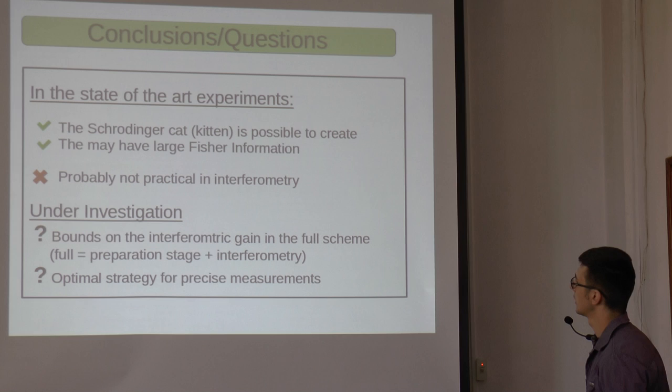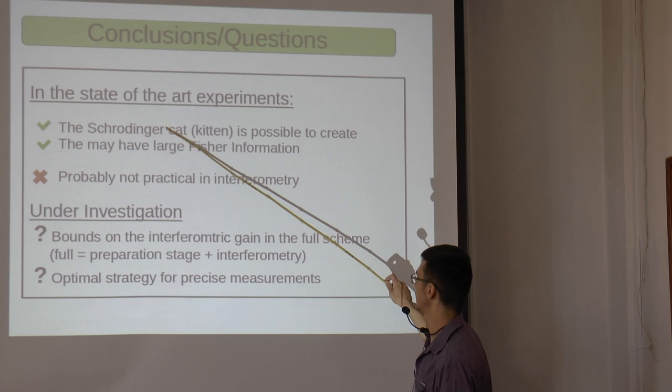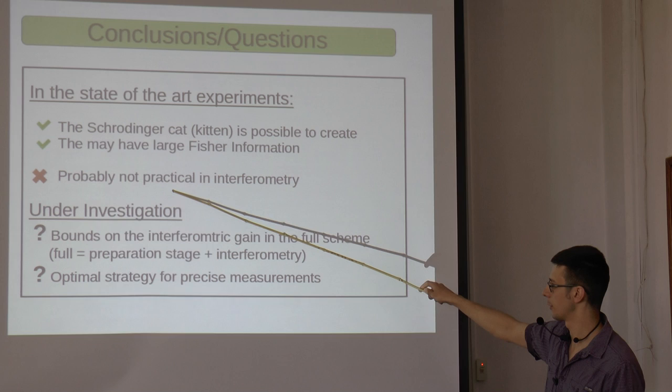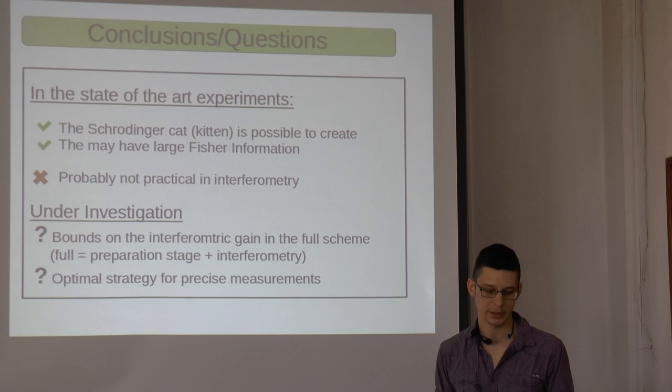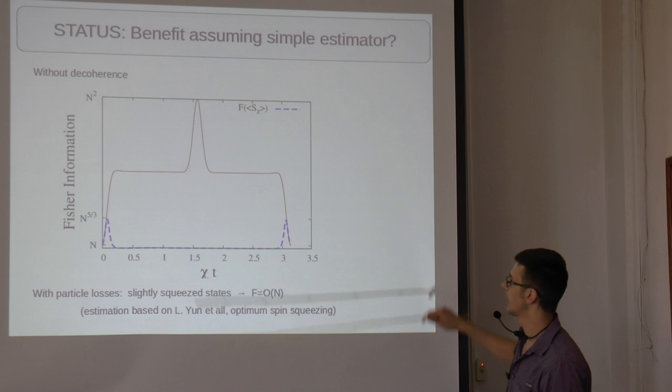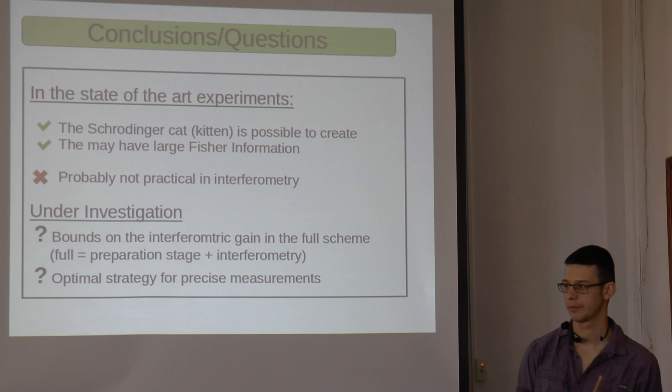And that's it. So I devoted a lot of time to find that it is possible to find a Schrödinger cat state in a Bose-Einstein condensate. But as I said, it's not practical in interferometry. And we would like to find what is the best strategy. Because maybe instead of measuring average Sz, it's still enough to measure average Sz squared or some higher order correlation functions, but not the n-body correlation function. So this is in progress. Thank you for the attention.